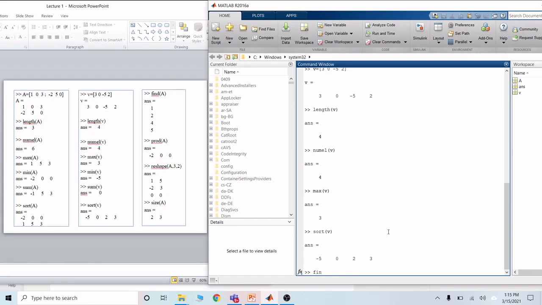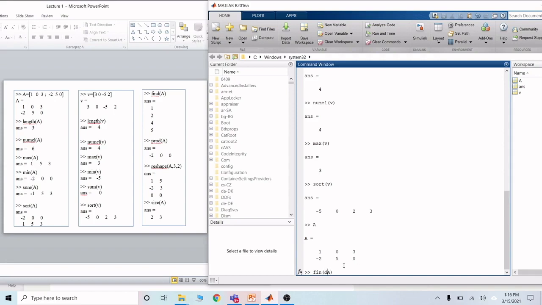Now find(A). What was A? If you want to see what A was, type A and then enter. A is this. Okay. Find(A) gives the indices of the non-zero elements. MATLAB goes column-wise. First element 1, second element -2, third element 0, fourth element 5, fifth element 3, and sixth element 0.